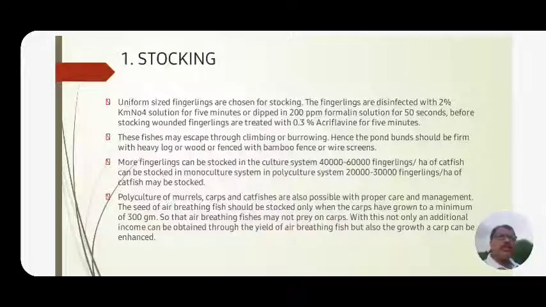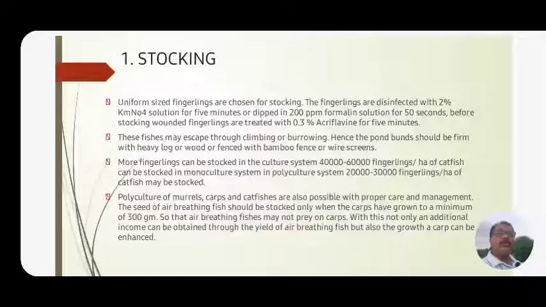In polyculture of murrels, carps, and catfishes, culture is also possible with proper care and management. In composite culture with murrels, that is Channa species, and catfishes, carps and murrels can be cultured together, but for that purpose care and management are essential and most useful.